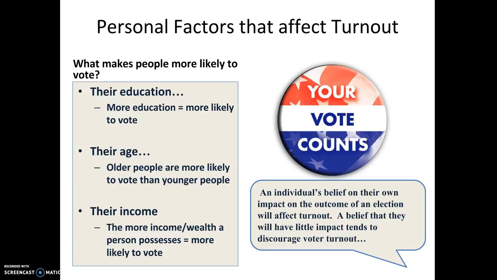There's also some personal factors that affect an individual's choice whether or not to go out to vote, and also an individual's actual ability to get out there and vote on election day. And these have to do with the education level of that potential voter, the age of that potential voter, and the income of that potential voter.